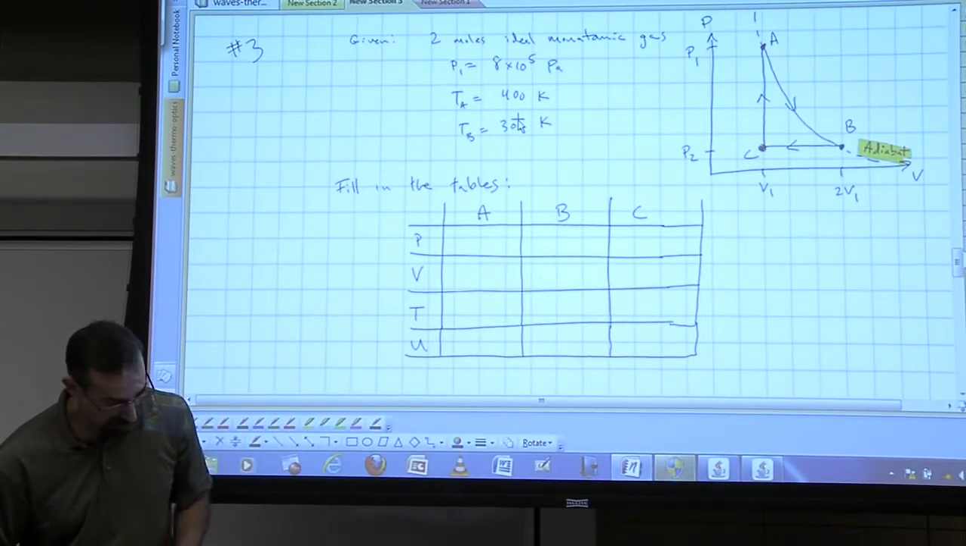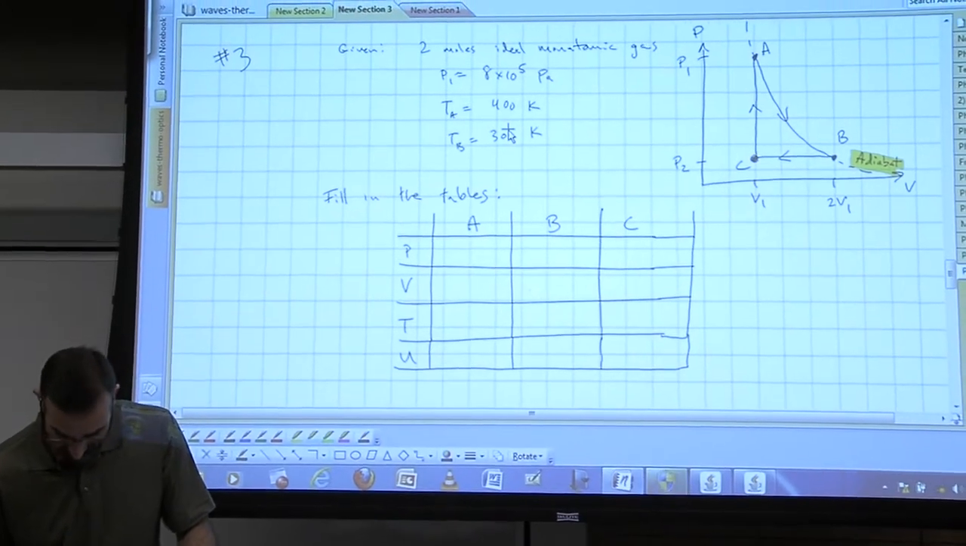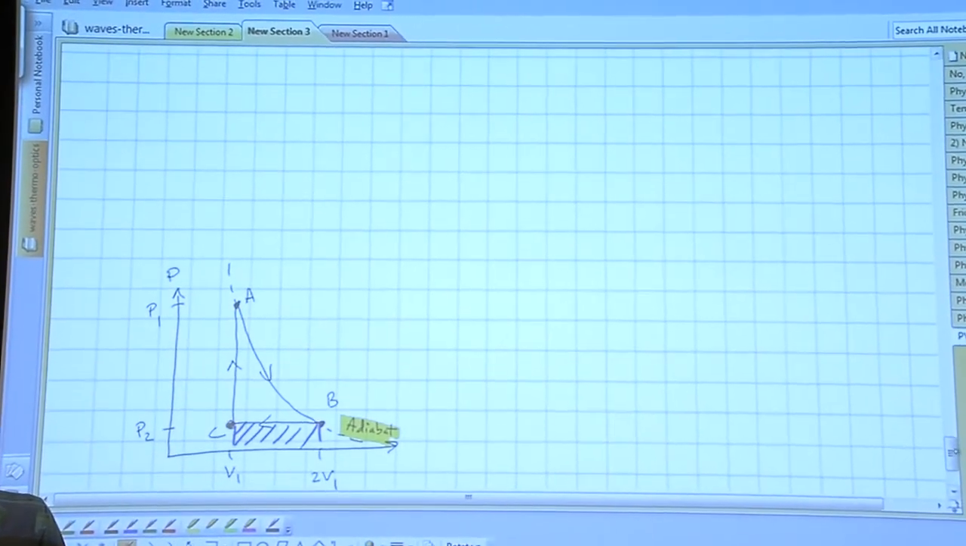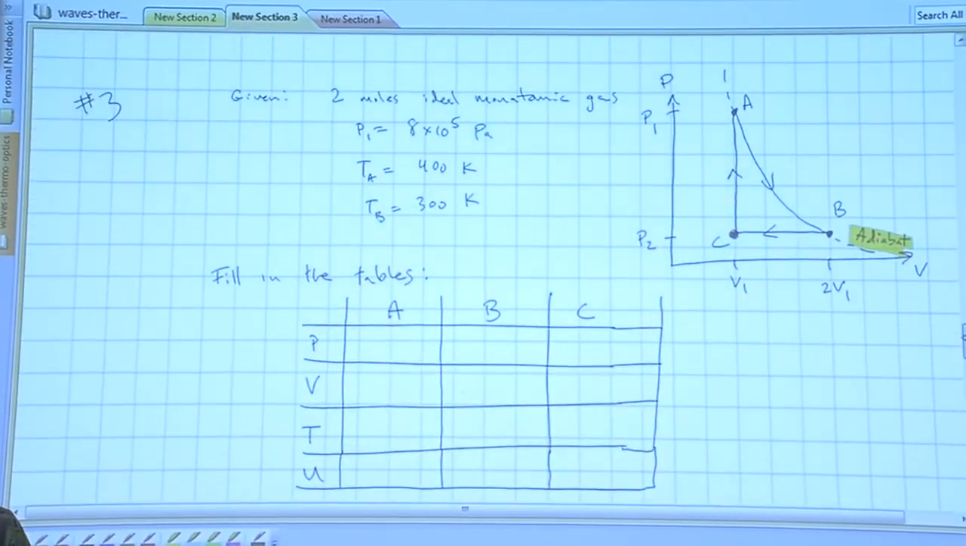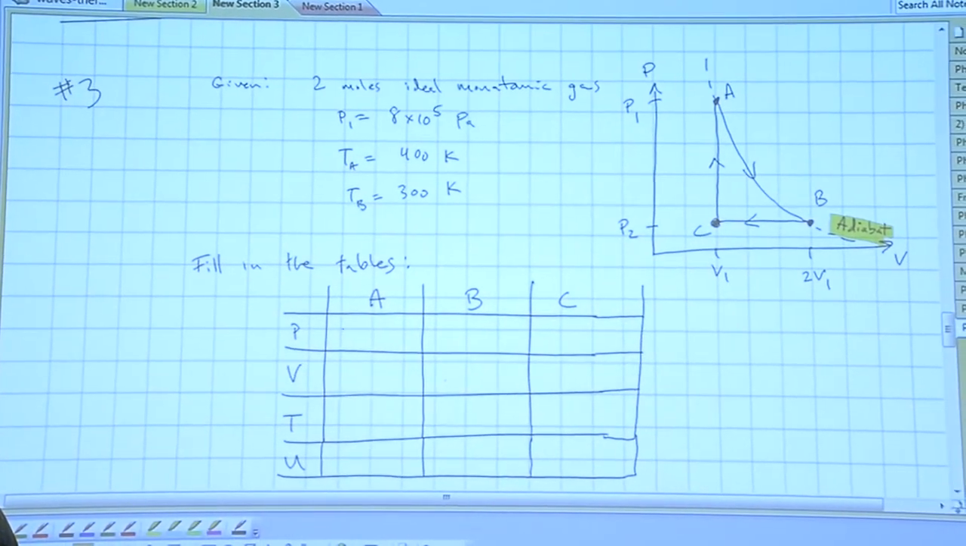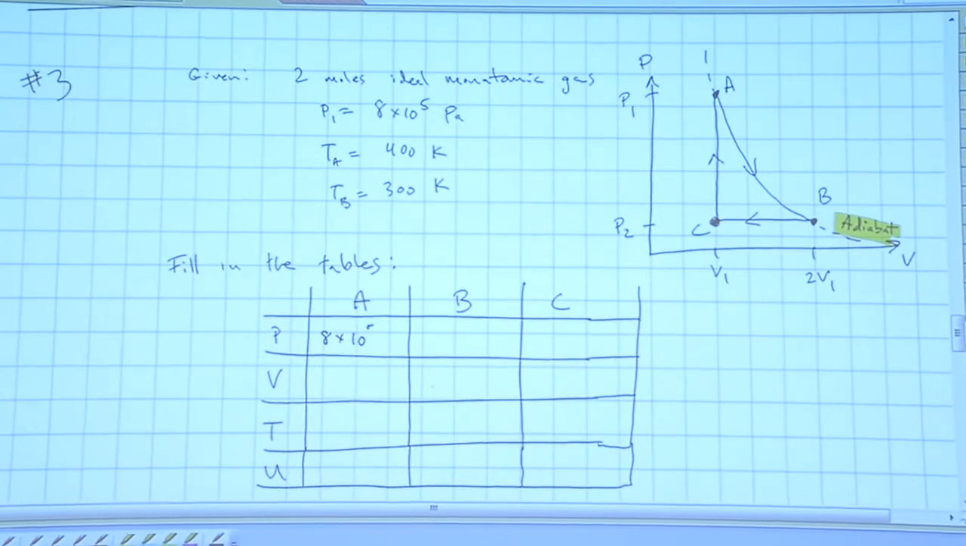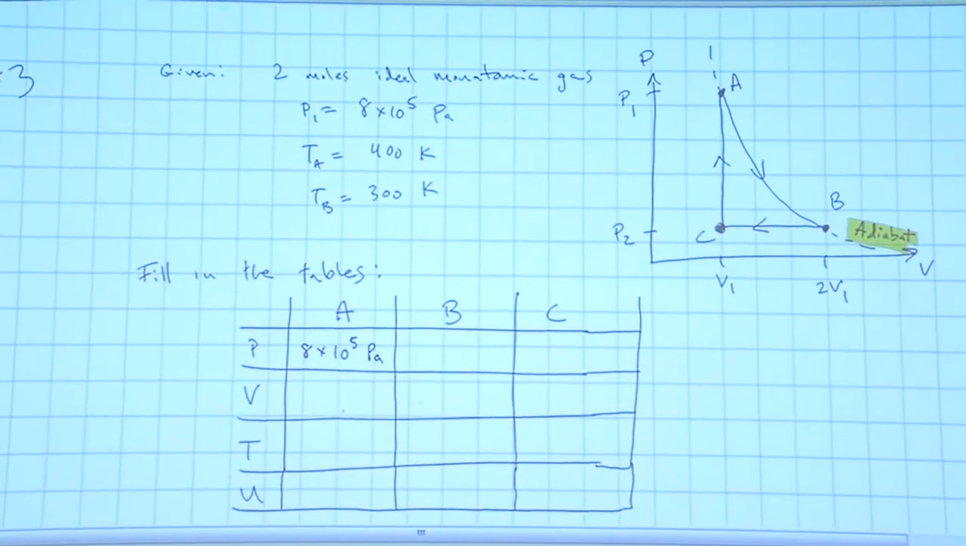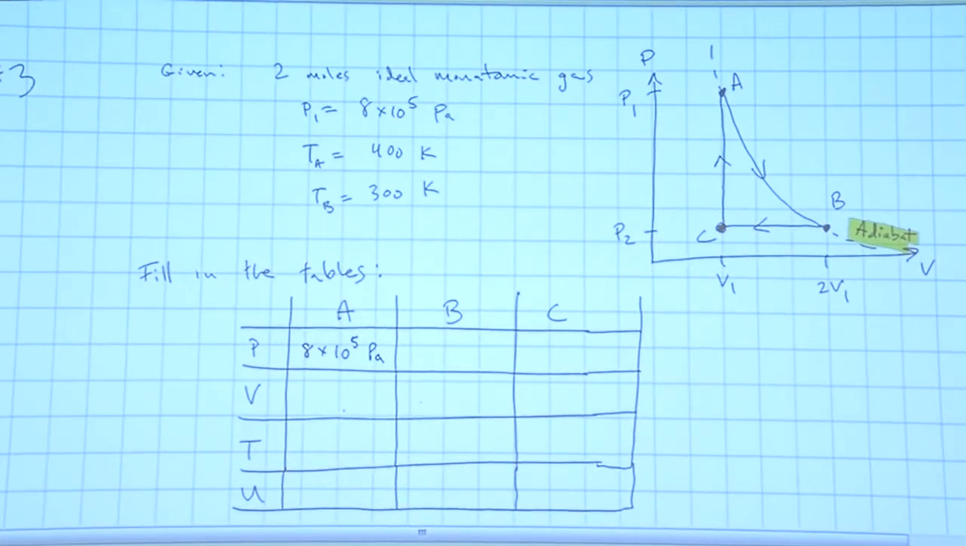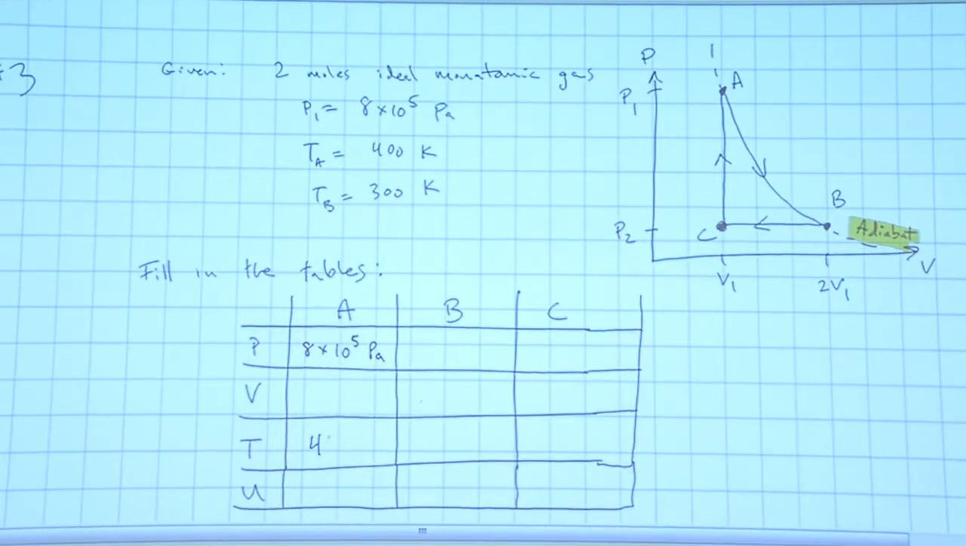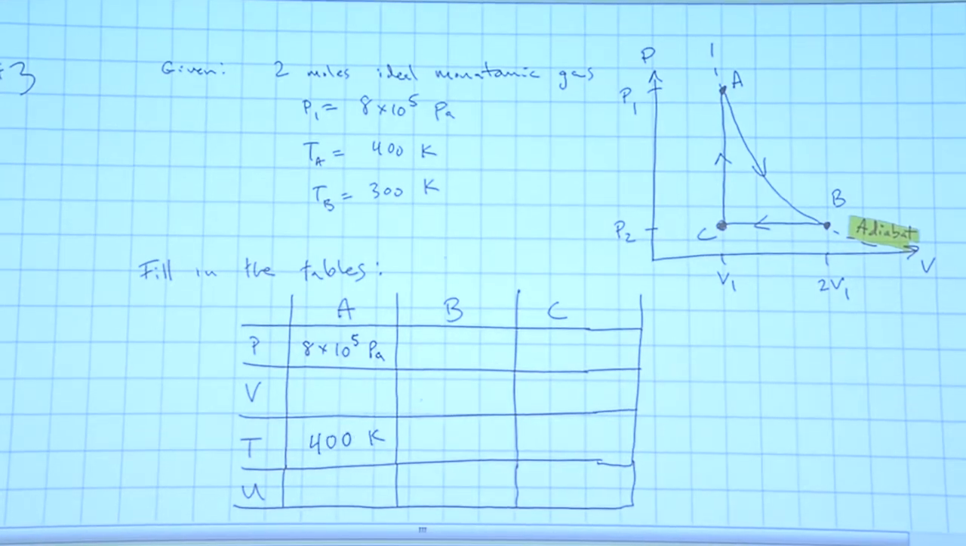So first thing we know is the pressure at A. Eight times 10 to the 5th pascals. The temperature, 400 Kelvin. Make sure it's in Kelvin. The temperature at B, 300 Kelvin. So we know 2 out of the 3 things for A, so we can fill in, because we know the number of moles, we can fill that in.